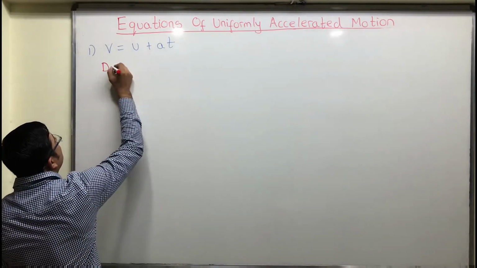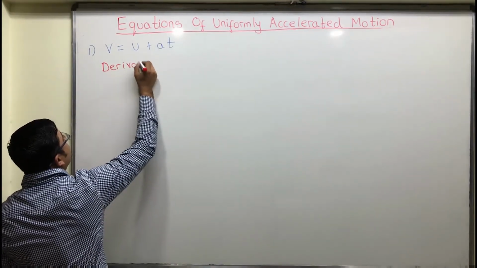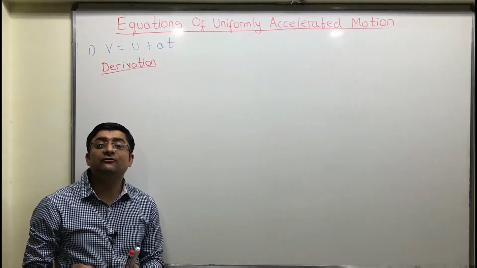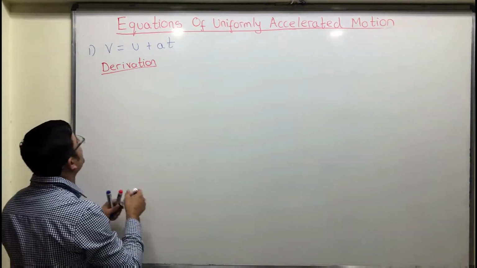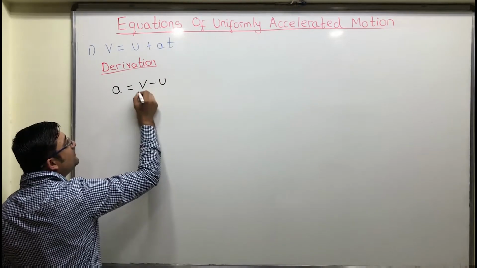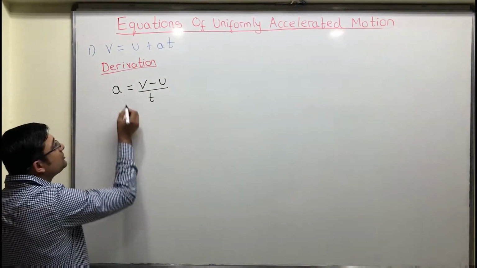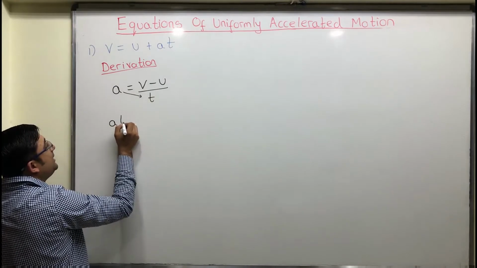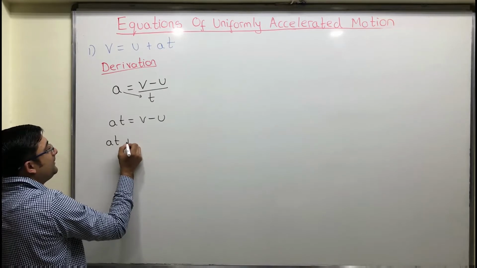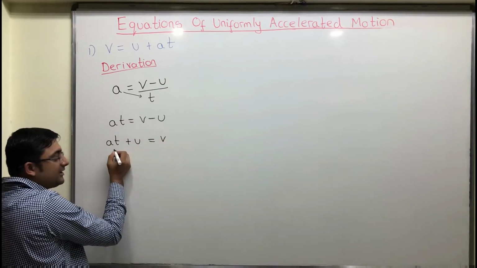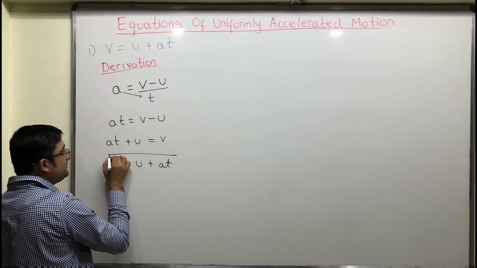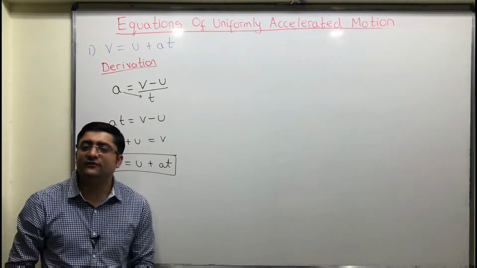So I'll give the heading derivation. So see, to derive the first equation of motion, we use the formula for acceleration. So recall, what is acceleration? Acceleration is nothing but final velocity minus initial velocity by time taken. So just cross multiply. So we get a into t is equal to v minus u. Take u over there. So at plus u is equal to v. Write it the other way around. So v is equal to u plus at. As simple as that. So this is how you derive the first equation of motion.